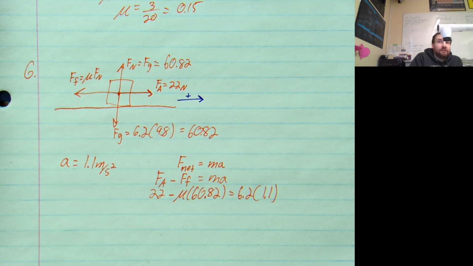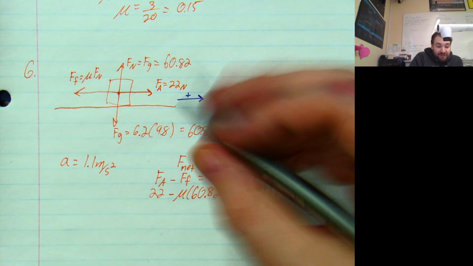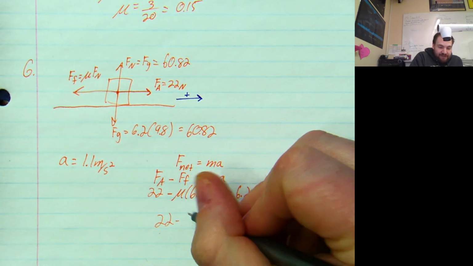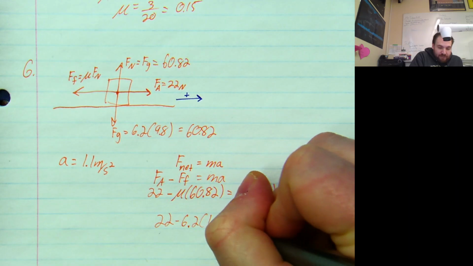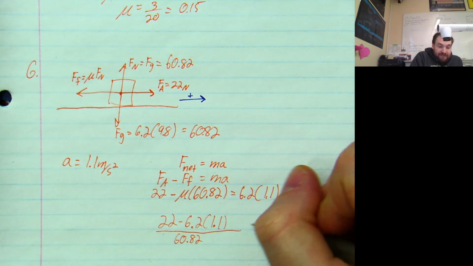And now we solve. How do I want to do this? I'm going to add this expression over. I'm going to subtract this expression over, and then I'm going to divide by 60.82. So it's going to give me 22 minus 6.2 times 1.1, all divided by 60.82. Yes, that's Winston.